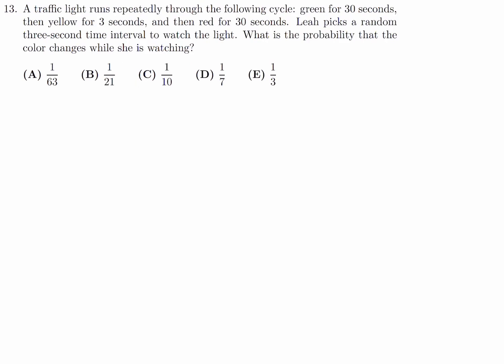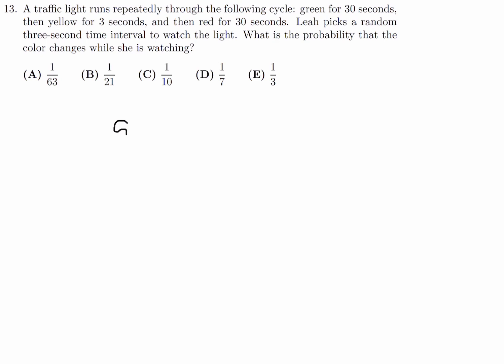A traffic light runs repeatedly through the following cycle: green for 30 seconds, yellow for 3 seconds, and then red for 30 seconds. Lee picks a random 3-second time interval to watch the light. What is the probability that the color changes while she is watching?